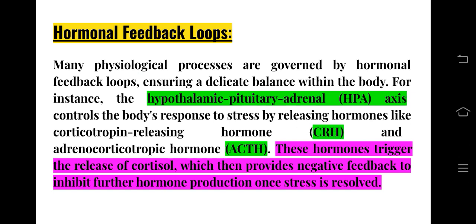Then there will be some hormone feedback loops. Many physiological processes are governed by hormonal feedback loops, ensuring a delicate balance within the body. For instance, the hypothalamus pituitary adrenal HPA axis controls the body's response to stress by releasing hormones like corticotropin releasing hormone CRH and adrenocorticotropic hormone ACTH. These hormones trigger the release of cortisol, which then provides negative feedback to inhibit further hormone production once stress is resolved.